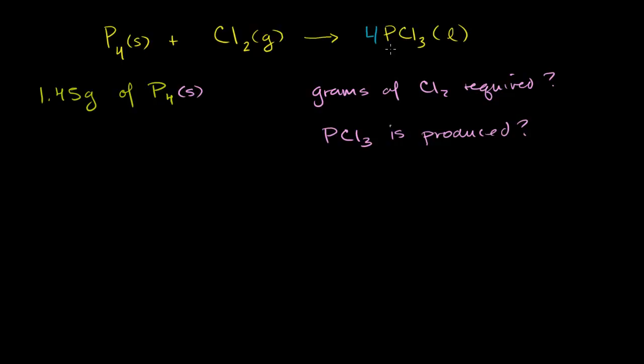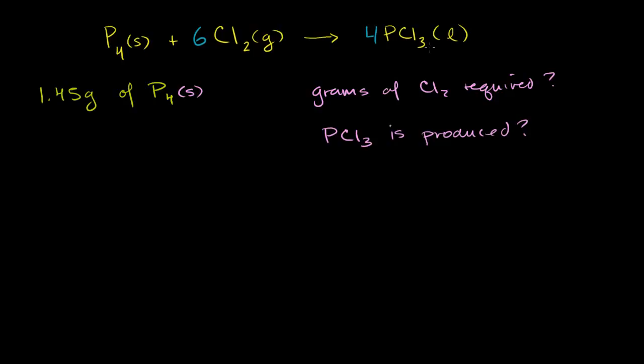Let's balance the chlorine now. On the left-hand side, I only have 2 chlorine atoms. This one molecule of chlorine has 2 atoms in it. Here, each molecule of phosphorus trichloride has 3 chlorines, and I have 4 molecules of it. So 4 times 3, I have 12 chlorines on the right-hand side. I need to have 12 on the left. I only have 2 here. Let me multiply that by 6. 6 times 2 is 12. 4 times 3 is 12. Now our equation is all balanced. 4 phosphoruses on each side and 12 chlorines.